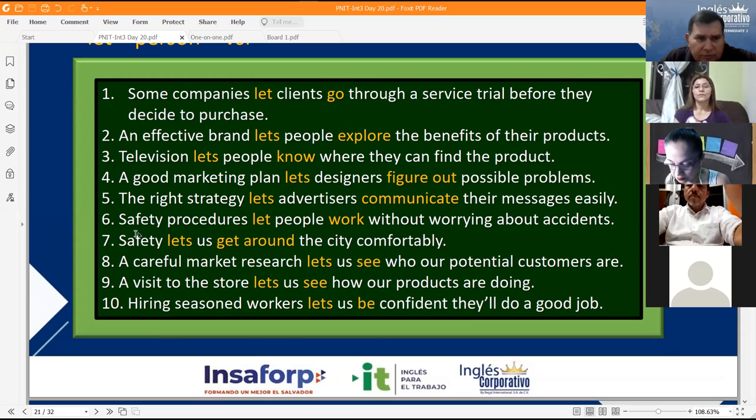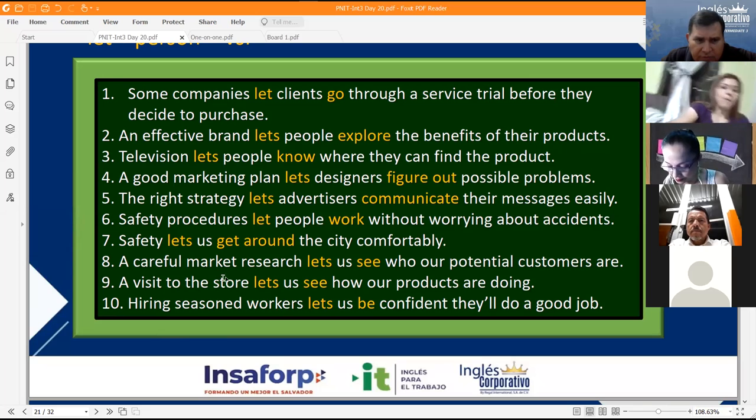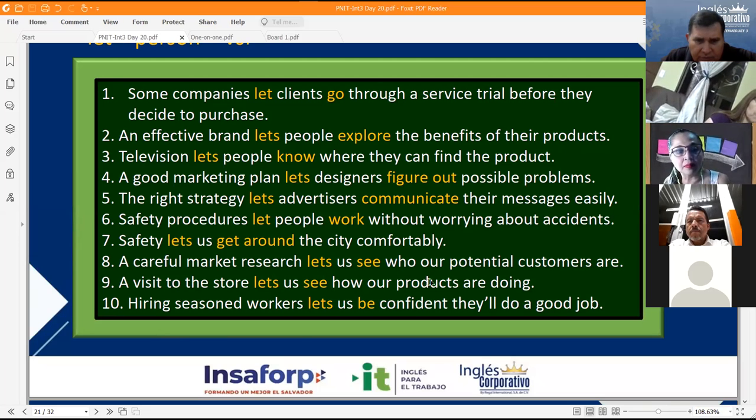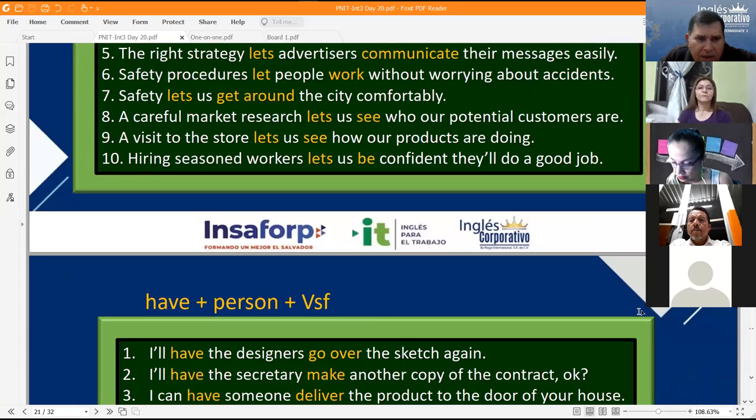Okay, number 6, safety procedures let people work without worrying about accidents. 7, safety let us get around the city comfortably. 8, a careful market research let us see who our potential customers are. Number 9, a visit to the store let us see how our products are doing. 10, hiring seasonal workers let us be confident they'll do a good job. Okay, thank you.